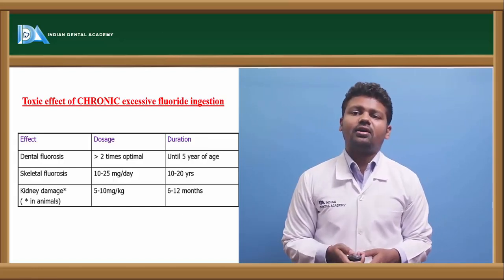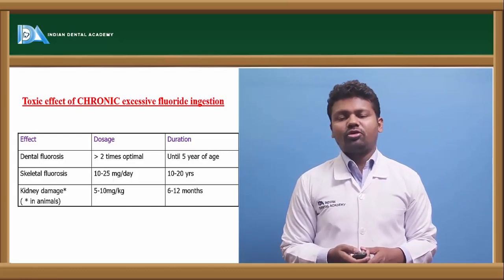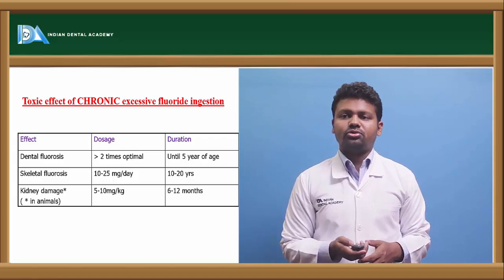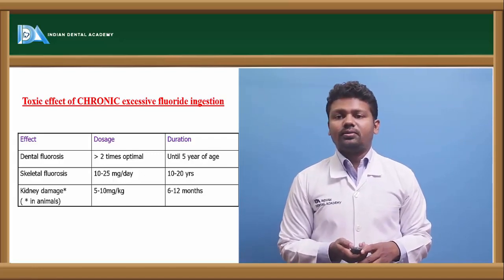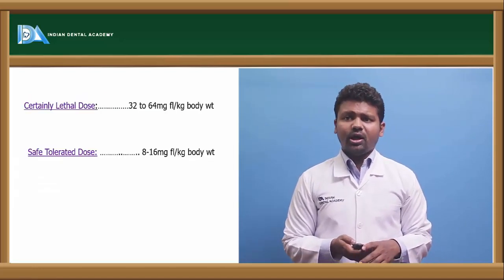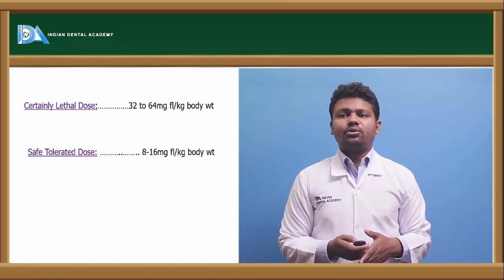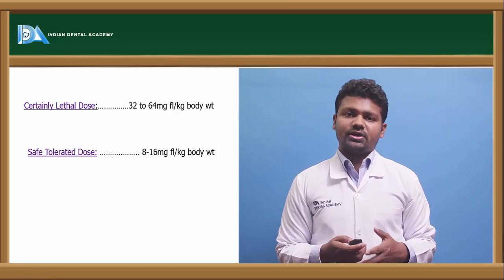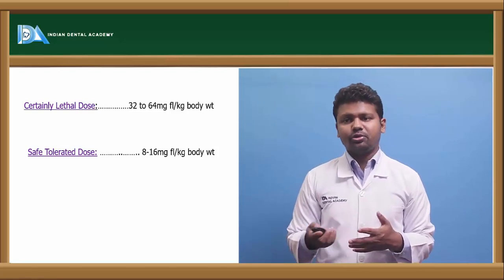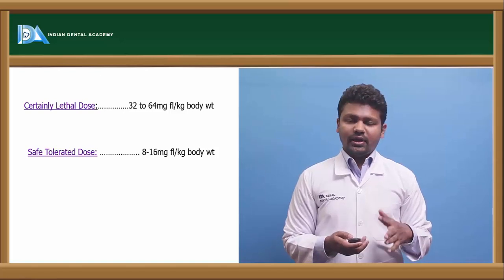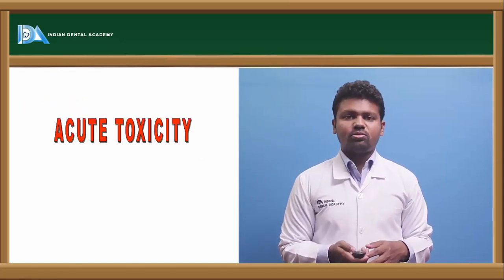Same with kidney damage. If you ingest an excess amount of fluoride for 6 to 12 months, it can cause kidney damage. Now these are some doses. The certainly lethal dose is 32 to 64 milligram of fluoride per kg body weight, whereas the safely tolerated dose is 1/4 of the CLD, that is 8 to 16 milligram fluoride per kg body weight.